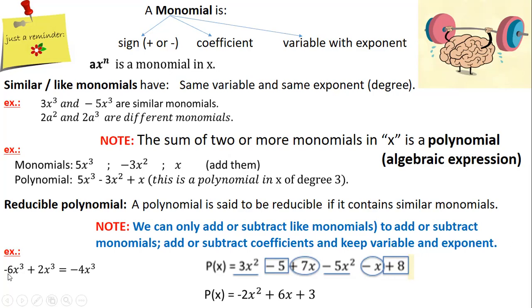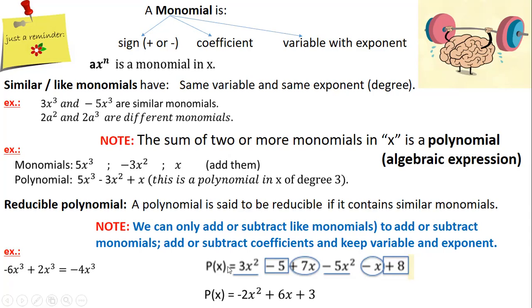If I have minus 6x cubed plus 2x cubed, these are two like monomials. So here the coefficient is minus 6 and here we have plus 2. Minus 6 plus 2 is minus 4, and I keep the variable with the exponent, x cubed.